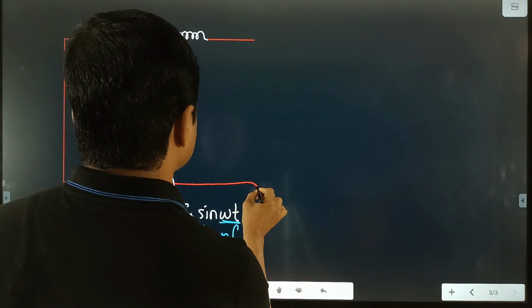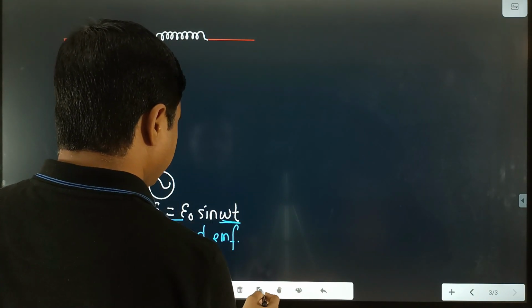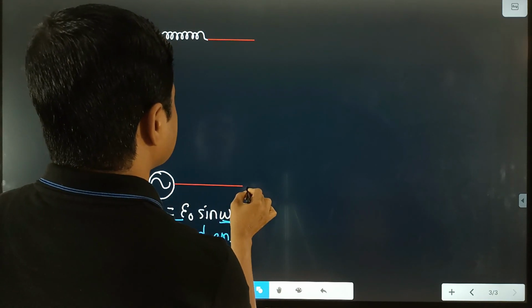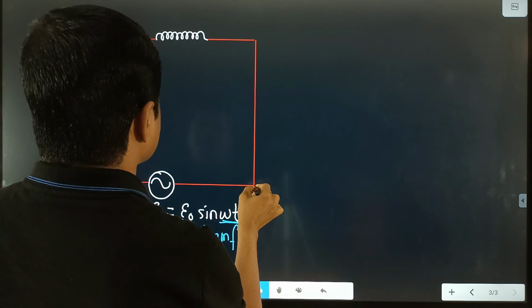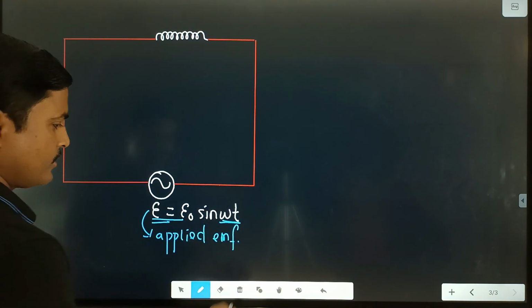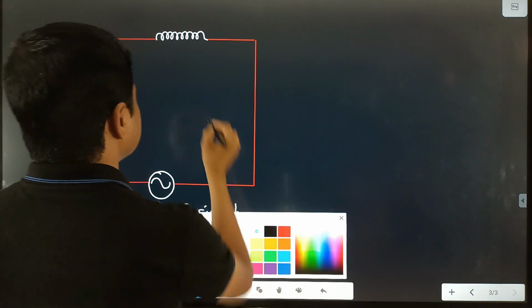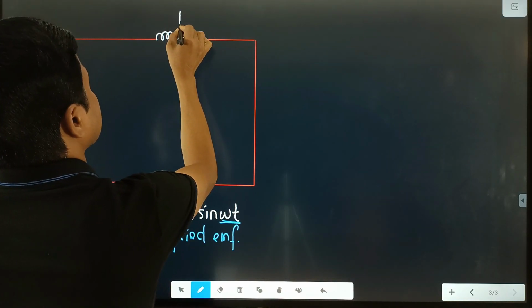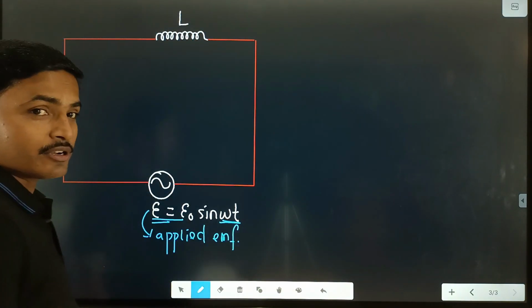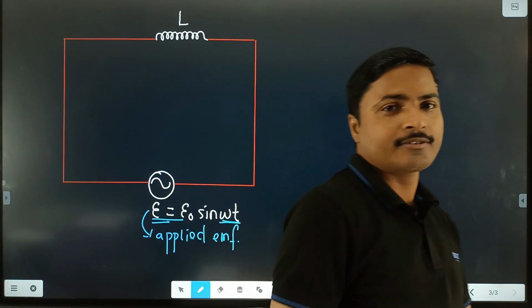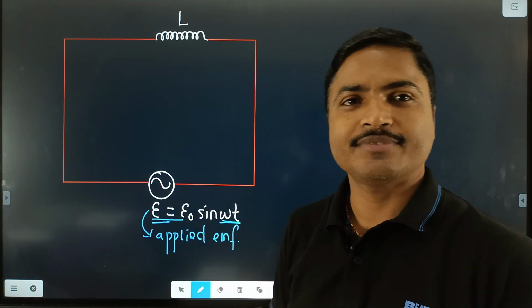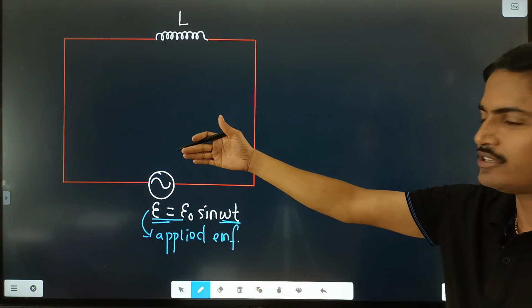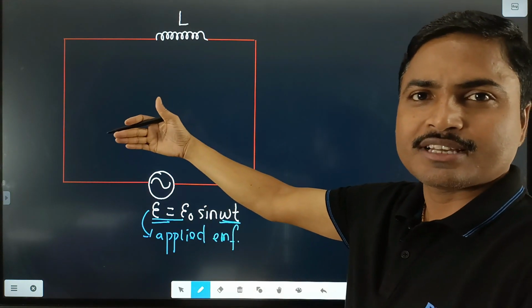These are the external wires. Now the circuit is closed. And for the inductor we write L. L for self inductance, L for coefficient of self induction, which is also known as self inductance. Clear? And this is the circuit diagram.